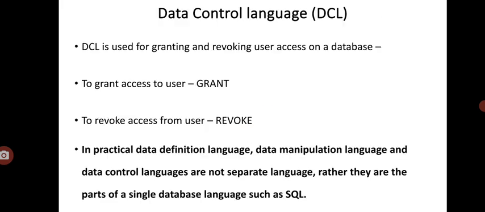Then we come across the data control language. DCL is used for granting and revoking user access to the database. To grant access to the user, the grant command is used. To revoke access from the user, the revoke command is used. These two, grant and revoke, are the most privileged commands, used by the DBA, database administrator, only. In practice, the data definition language, data manipulation language and data control language are not separate languages. Rather, they are all parts of the single database language called SQL, Structured Query Language.